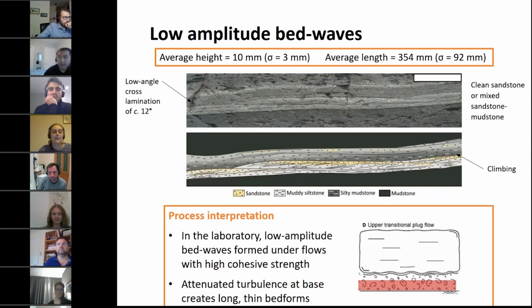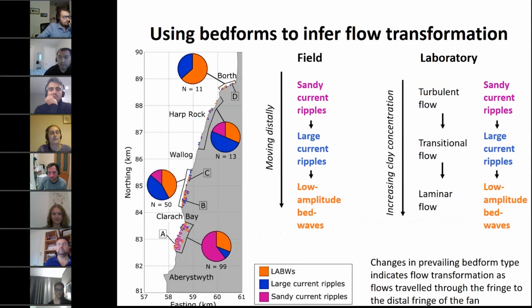And in the lab, these bed forms formed under flows with extremely high cohesive strength with attenuated turbulence at the base. And this attenuated turbulence created these long, thin bed forms. So we can use these bed forms to infer flow transformation through the system. If I can draw your attention to the figure on the left, this shows the bed form types as we move proximal to distal within our study area.